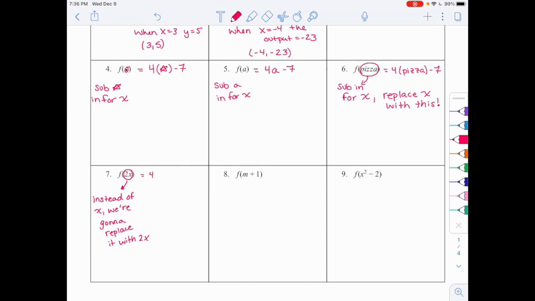So I'm going to have 4, and then instead of x, I'm going to have 2x, and then my minus 7 doesn't change. Anytime you substitute, you should use parentheses, so I should have parentheses here, right? Anytime I substitute a number, a symbol, a word, anything, I should use parentheses. And now I can simplify. 4 times 2x is 8x minus 7, right? So f of 2x is 8x minus 7.